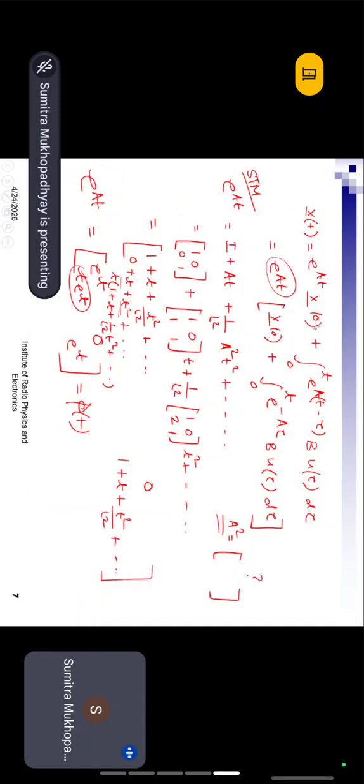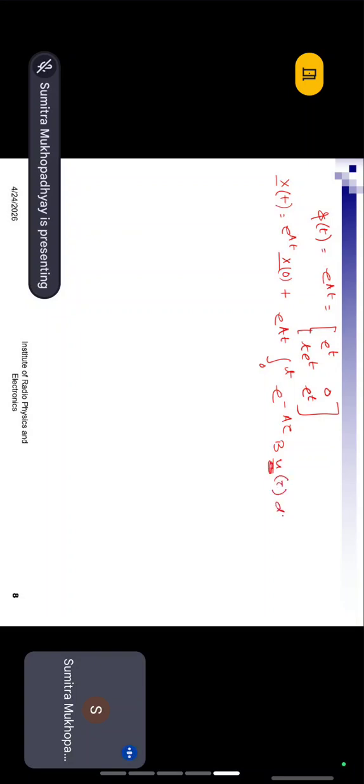You need to calculate the homogeneous solution. You need to calculate the forced solution. So for homogeneous solution, let us rewrite the solution: e to the power At x underscore 0 plus the integral from 0 to t of e to the power A(t minus tau) B u(tau) d tau. So first let us consider this one. What is e to the power At x underscore 0?